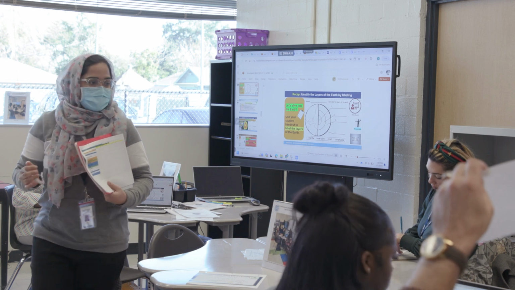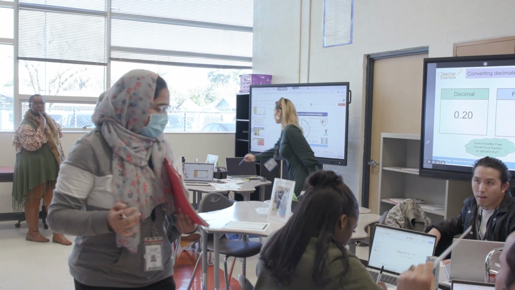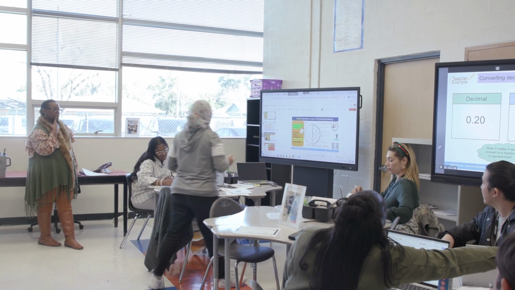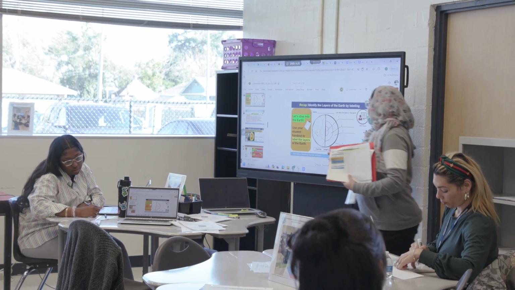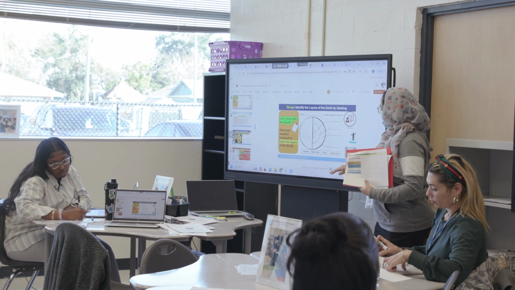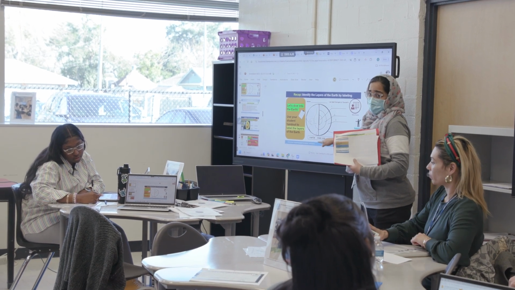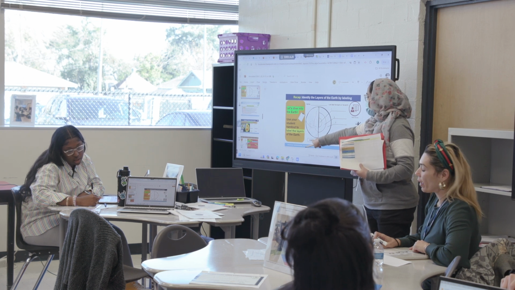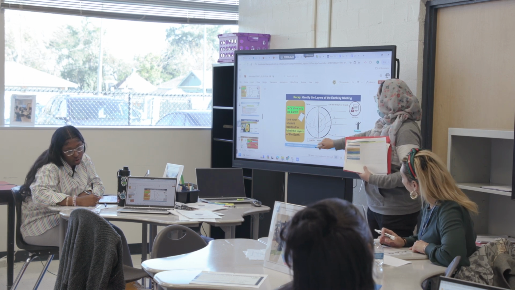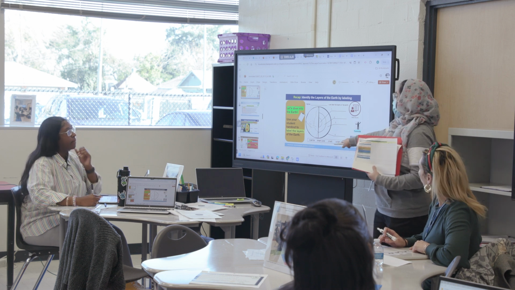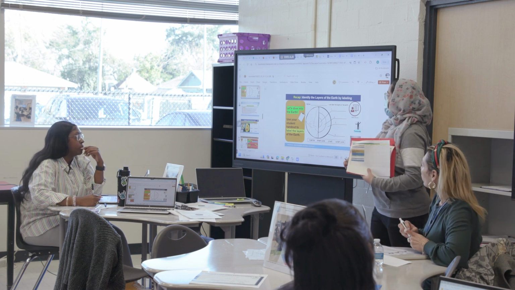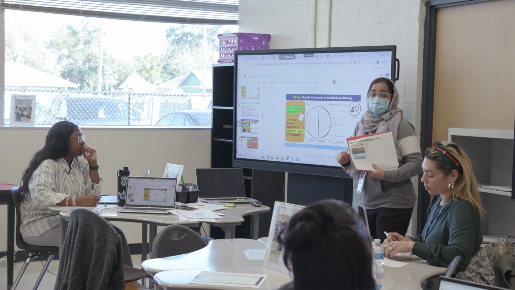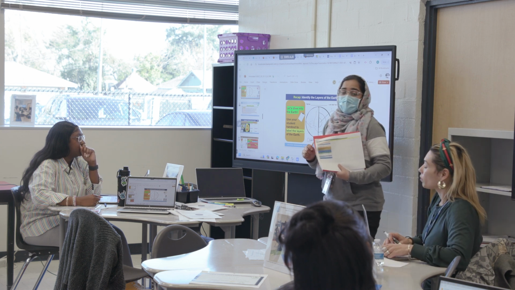I'm coming around to check, making sure you got it down. Okay, good job. All right, so now I want you to use these words that I have already laid out for you. Everybody say mantle. Mantle. Inner core. Inner core. Crust. Crust. Outer core. Outer core. You're going to use these words and you're going to label this Earth diagram for about a minute.